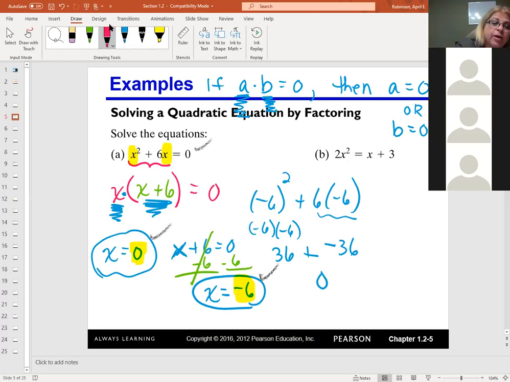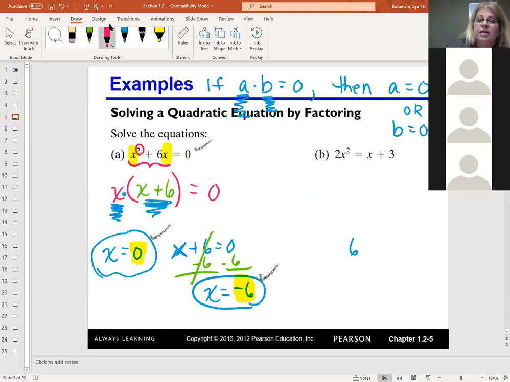And that's the other thing about a quadratic equation. Since it's an x squared, there should be two answers. If you had an equation with an x cubed in it, there should be three answers. If you had an equation with an x to the fourth, guess what? There'd be four answers. So we're just doing two answers right now.